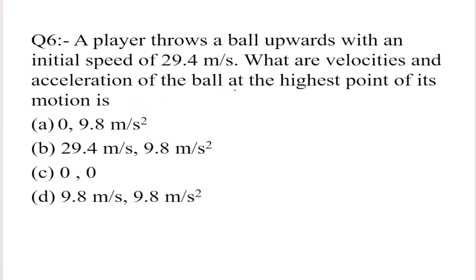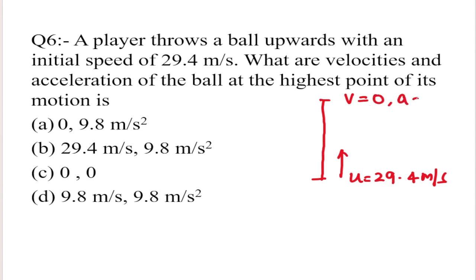Now question number 6. A player throws a ball upward with speed 29.4 meter per second. What are the velocity and acceleration of the ball at the highest point? At the highest point, v equal to 0 and acceleration equal to 9.8 meter per second square, which means acceleration equal to gravity acceleration. So the first is the correct option.